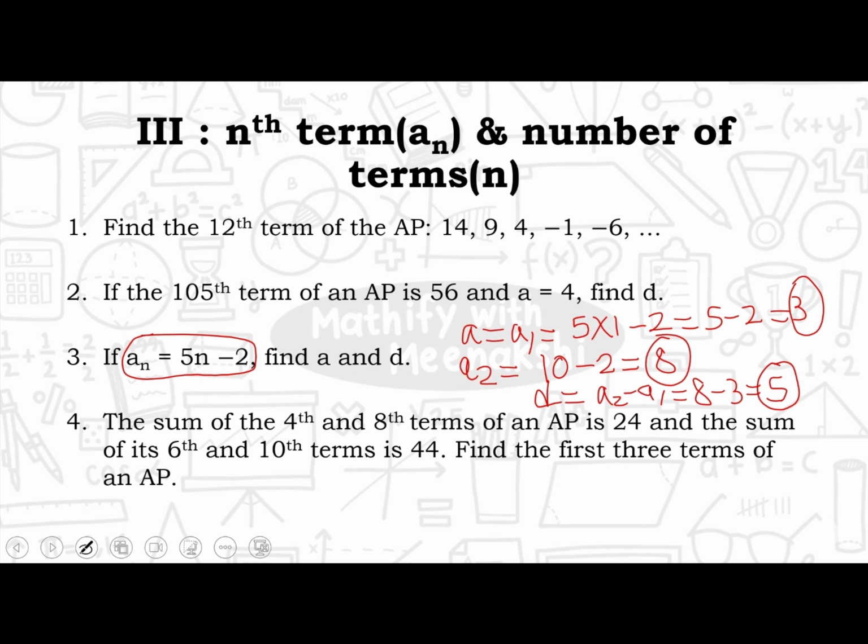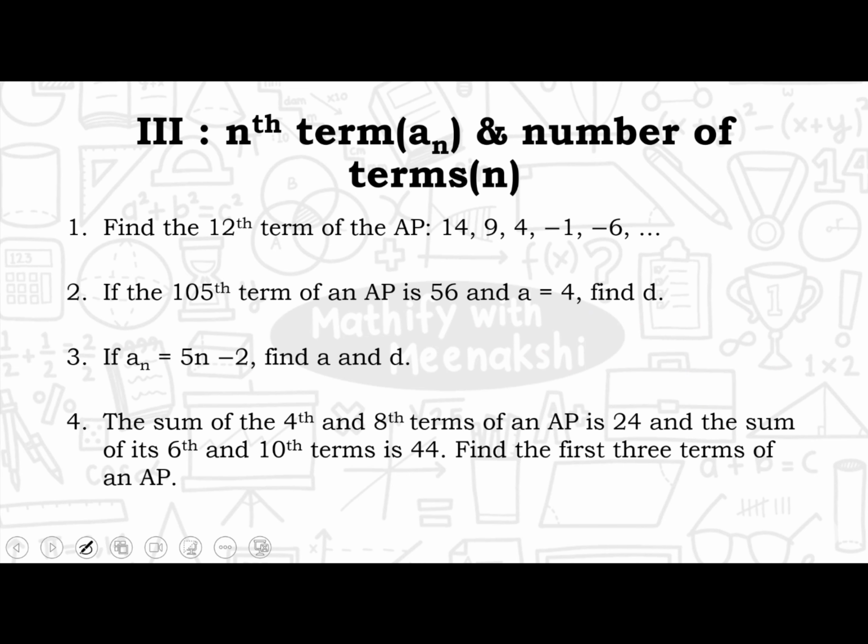So whenever the general form of an is given, the first term is found when you put the value of n equal to 1, and for d you have to subtract first from second, that is you have to find a2 minus a1. Now let's move to question 4.